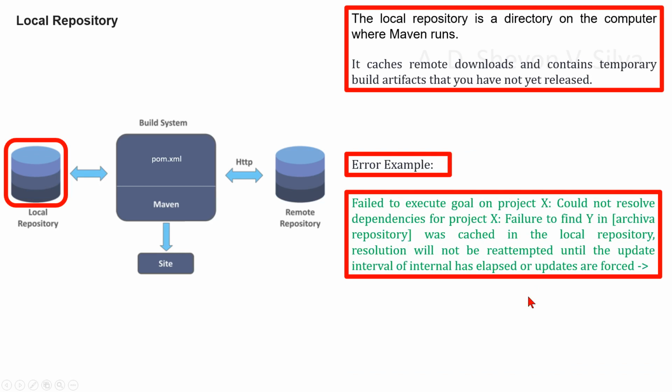And as an error example, we can consider this: failure to execute goal on project X, could not resolve dependencies for project X, failure to find Y in archive repository was cached in the local repository. Resolution will not be reattempted until the update interval of internal has elapsed or updates are forced.